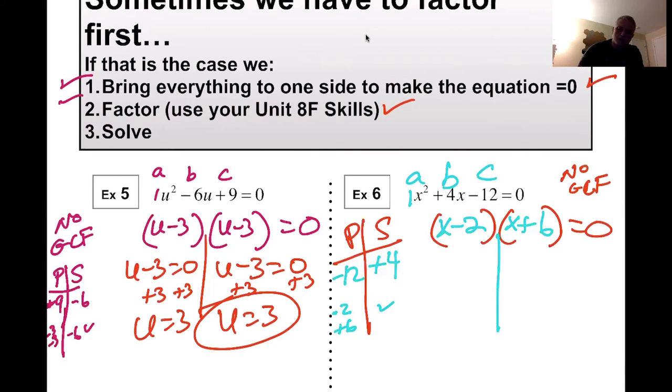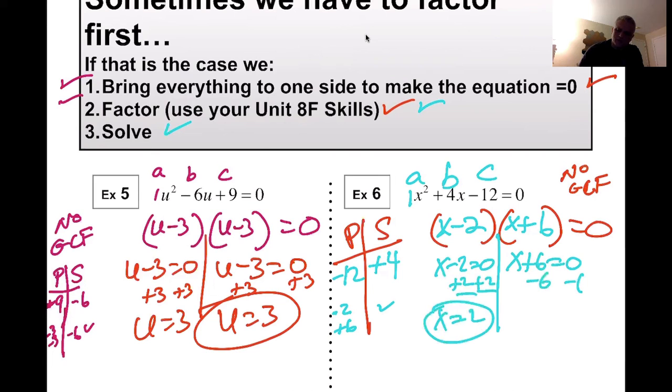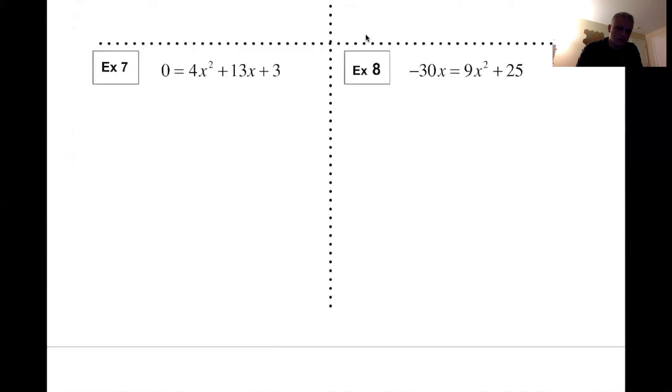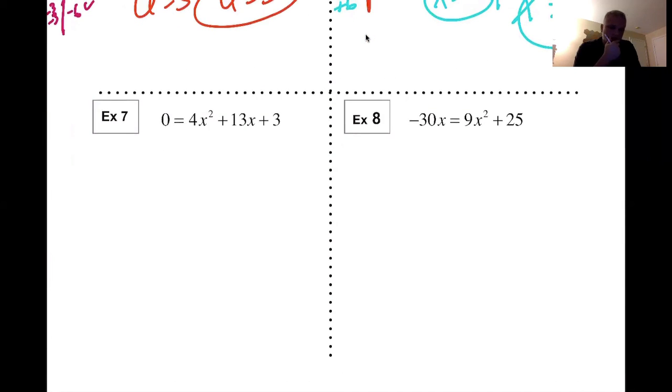Now that we've factored, we are going to solve. So x minus 2 equals 0, x plus 6 equals 0. Add 2. Subtract 6. So my two answers, my two solutions for example 6 are x equals 2 or negative 6. Couple left.